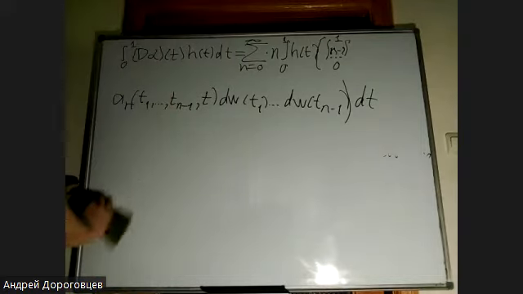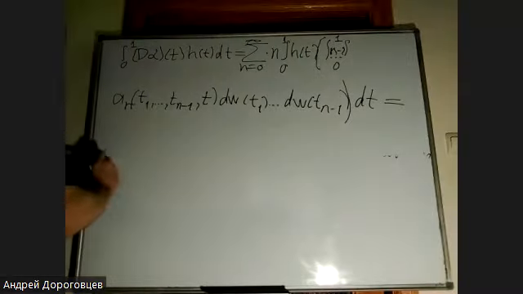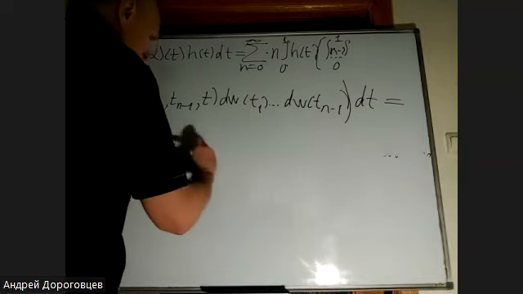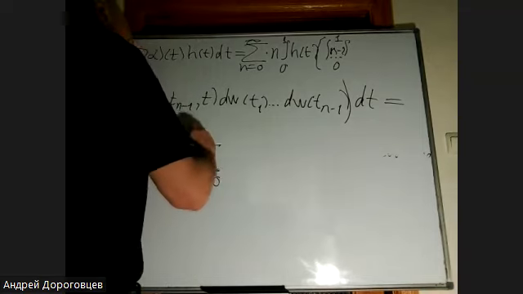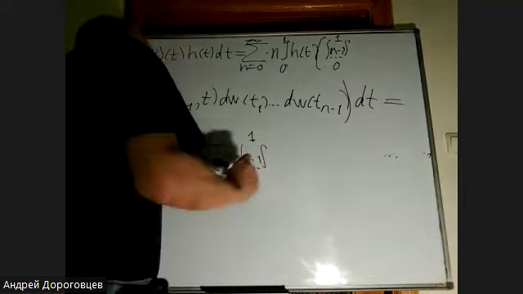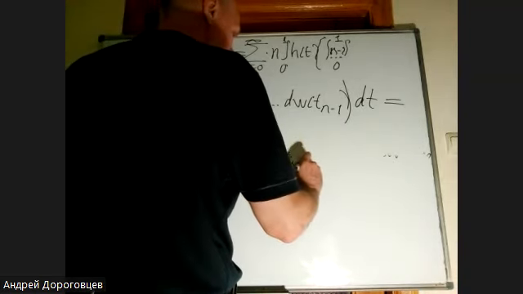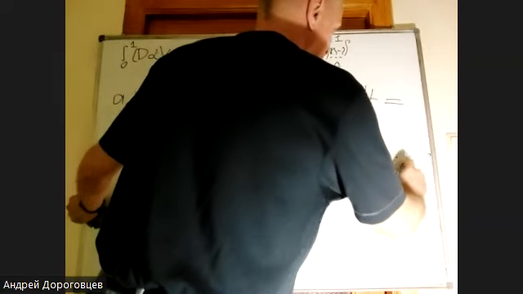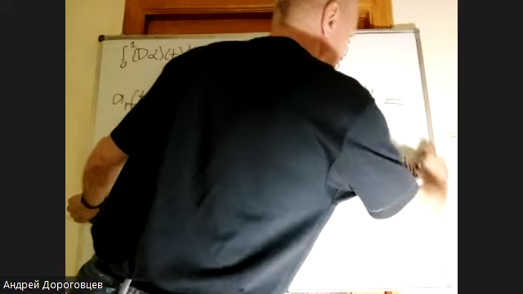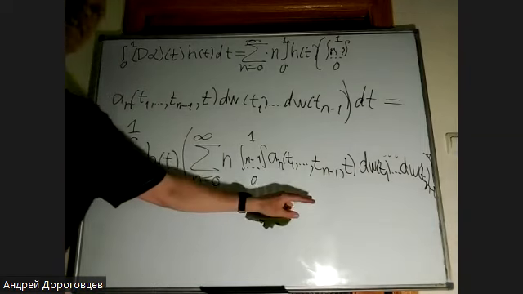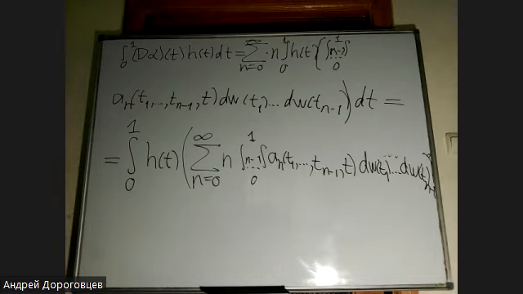So finally, I will get the following: it is equal to the integral from 0 to 1 of h t times the following sum from n equals 0 to infinity, n times the integral n minus 1 times, 0 to 1, a n of t1, ..., tn minus 1, t, dw t1, ..., dw tn minus 1. Okay, so from comparing left-hand side and right-hand side, one can conclude that now the stochastic derivative of the random variable alpha is the random function which is represented as follows.